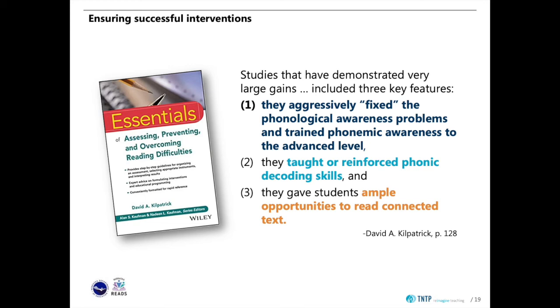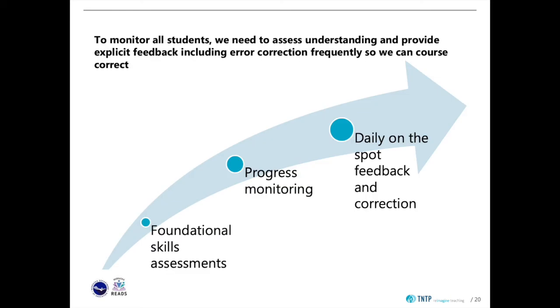And then obviously, you're giving students ample opportunities to read connected text. So you're not just giving them a text out of context, but you're building on whatever you're currently working on in class. You're giving them texts that are connected to that to deepen their language or to deepen their understanding of that content. So to be able to successfully intervene and use those great interventions that we saw in the previous slide, we must monitor all students, and we need to assess the understanding and provide explicit feedback, including error correction frequently, so that we can course correct.